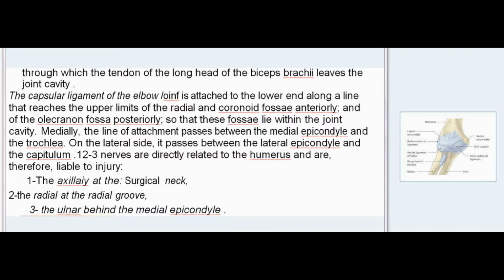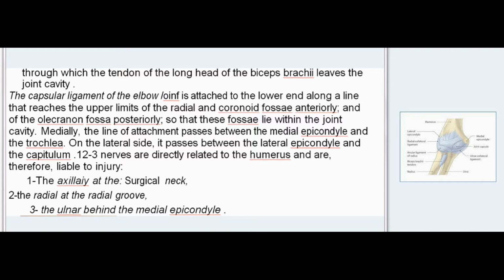The capsular ligament of the elbow joint is attached to the lower end along a line that reaches the upper limits of the radial and coronoid fossae anteriorly, and of the olecranon fossa posteriorly, so that these fossae lie within the joint cavity. Medially, the line of attachment passes between the medial epicondyle and the trochlea. On the lateral side, it passes between the lateral epicondyle and the capitulum.